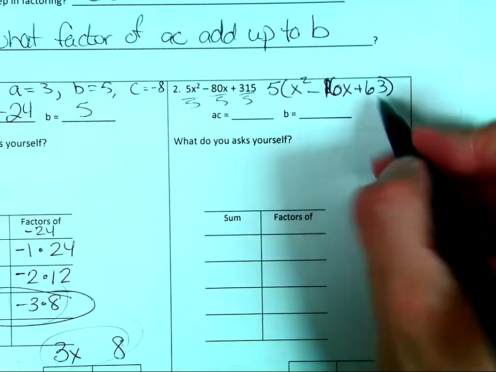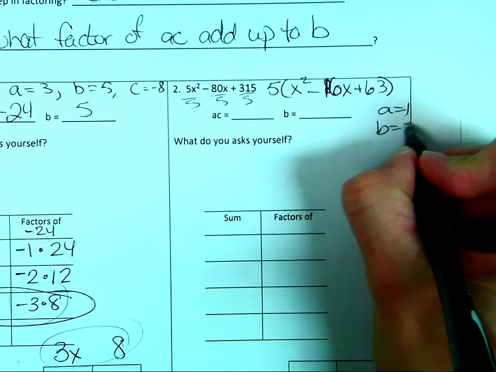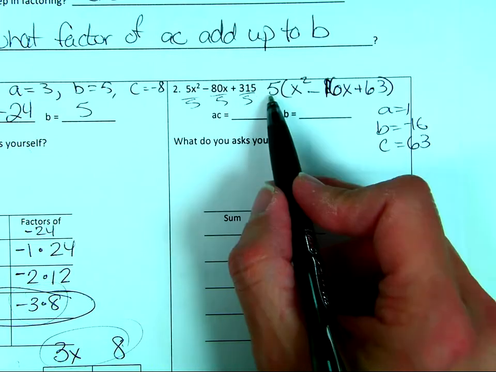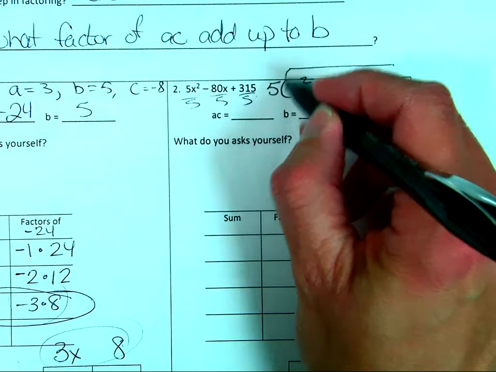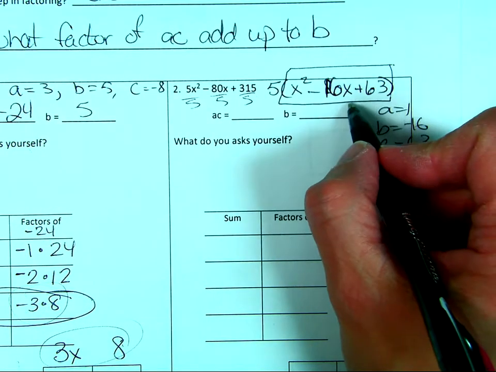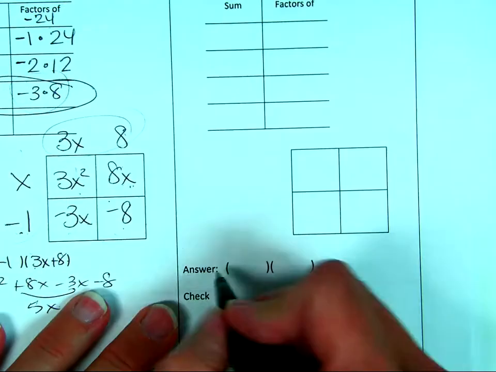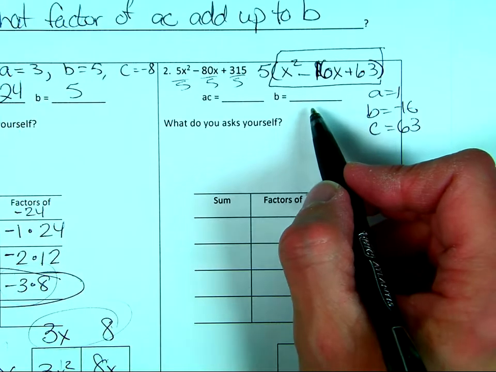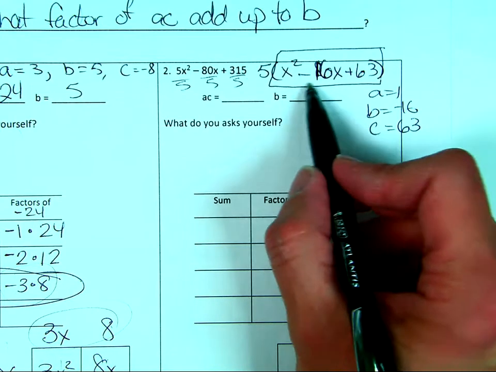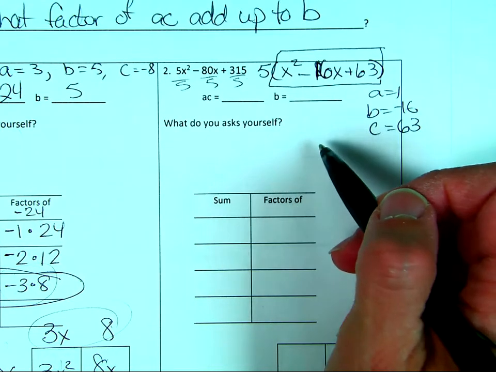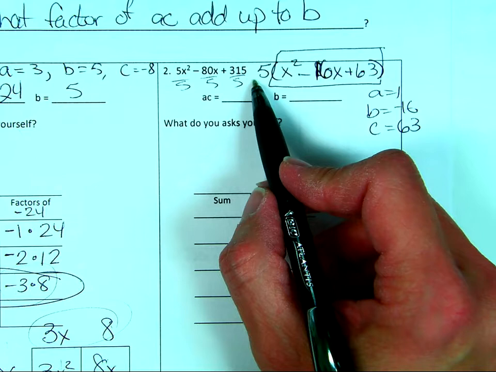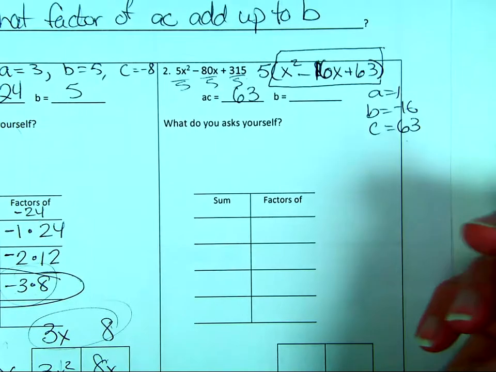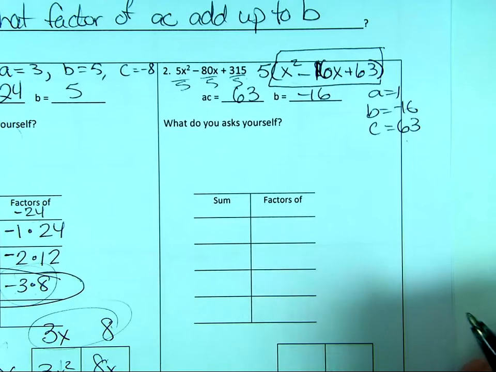Okay, so now I have to ask myself, this is my A. My A is 1, my B is negative 16, and my C is 63. When we factor out the greatest common factor, we're just using this part to find out the two binomials. We need to, at the end, put our little 5 back in front, but we don't want to use it when we're factoring this quadratic trinomial, because it just makes it easier to not have such big numbers. Because we need to find A times C. A times C is 63.